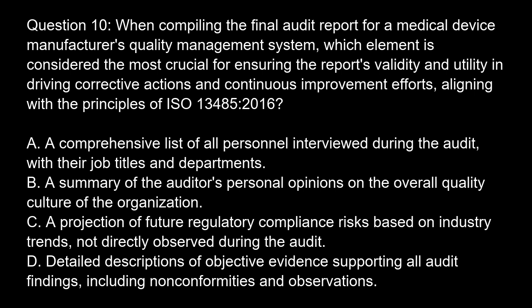Option B. A summary of the auditor's personal opinions on the overall quality culture of the organization. Option C. A projection of future regulatory compliance risks based on industry trends, not directly observed during the audit. Option D. Detailed descriptions of objective evidence supporting all audit findings, including nonconformities and observations.